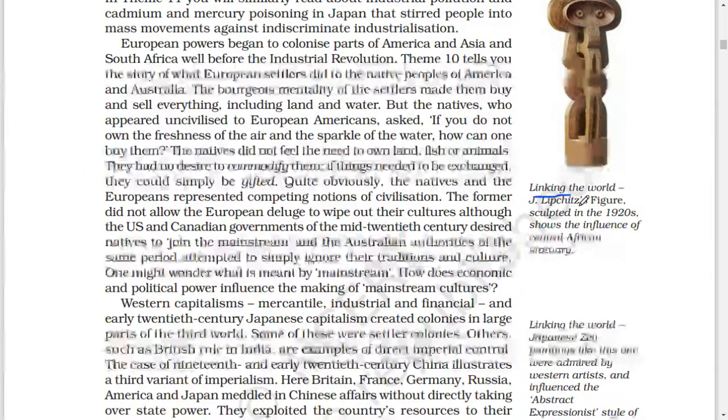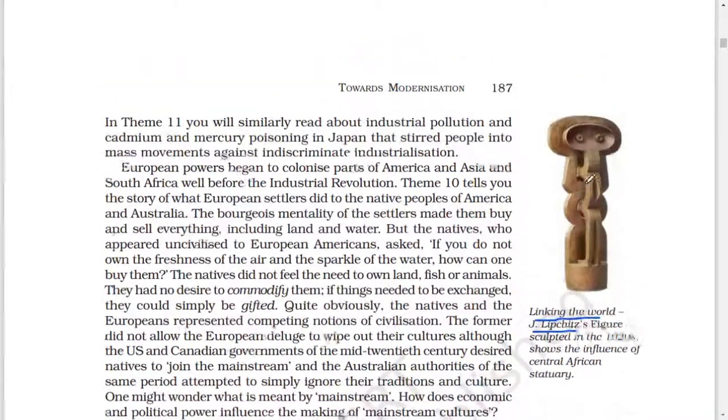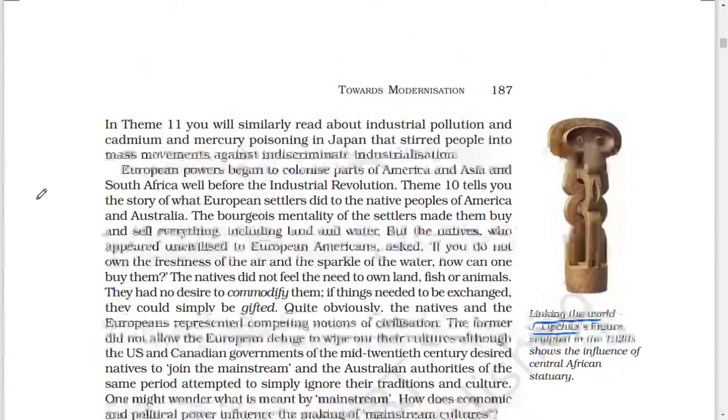Linking the world: a figure sculpted by J. Lipschitz in the 1920s shows the influence of Central African statuary. European powers began to colonize parts of America, Asia, and South Africa well before the Industrial Revolution. Theme 10 tells you the story of what European settlers did to the native peoples of America and Australia.